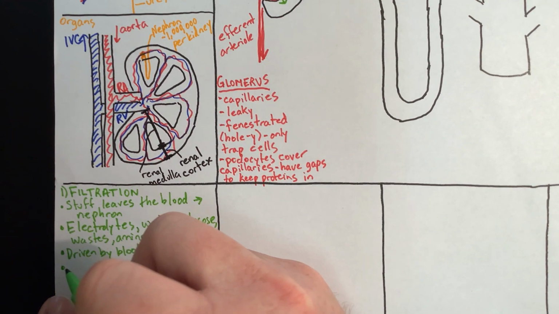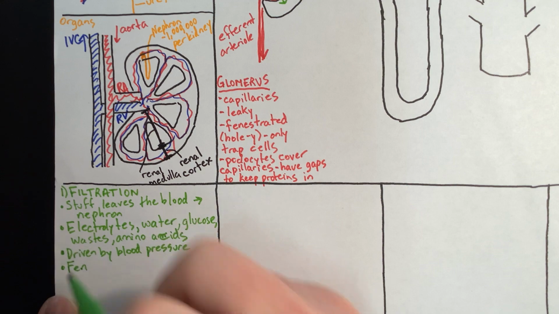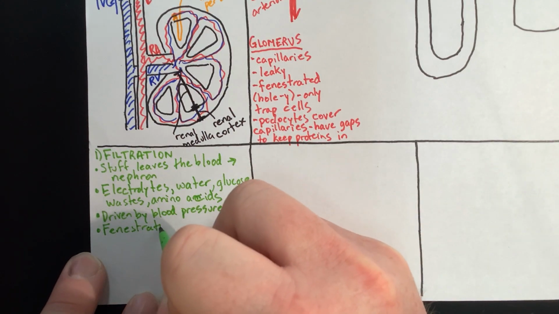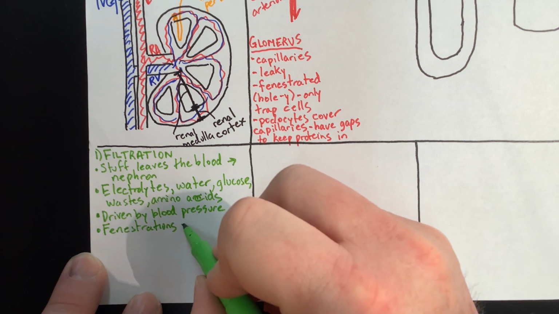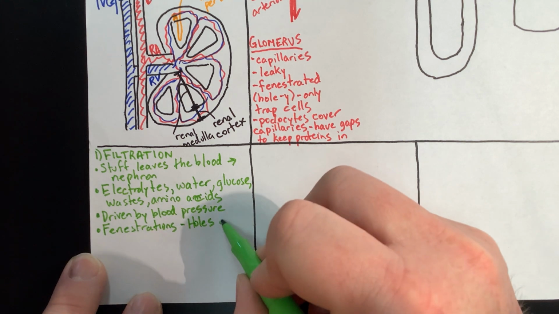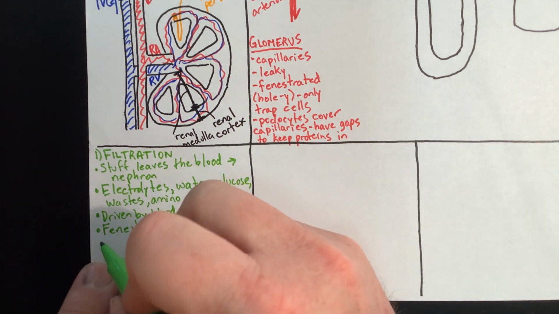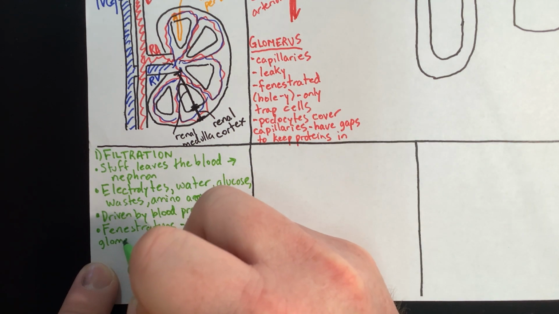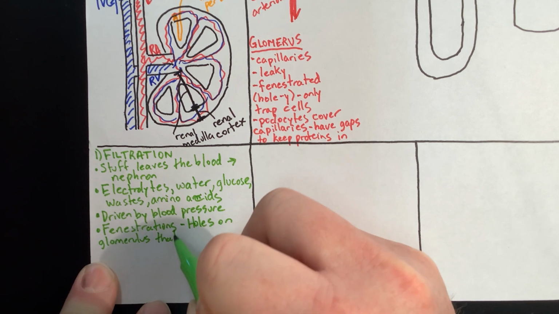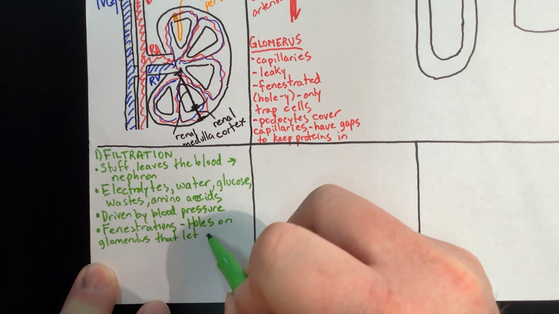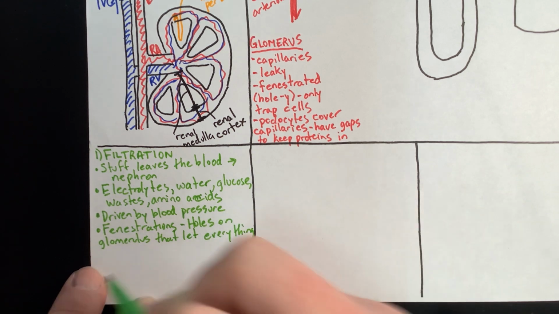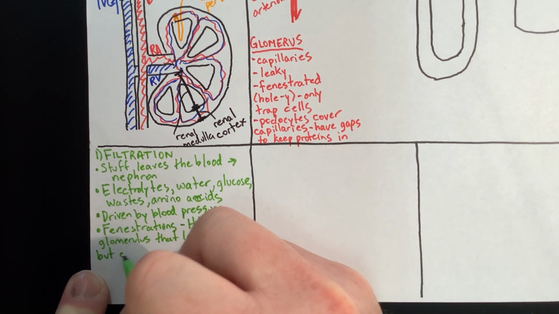All right, let's talk about those fenestrations here. I am off of the camera. Fenestrations. And so what are those? Those are holes on glomerular capillaries. So holes on the glomerulus that let everything but the cells pass.